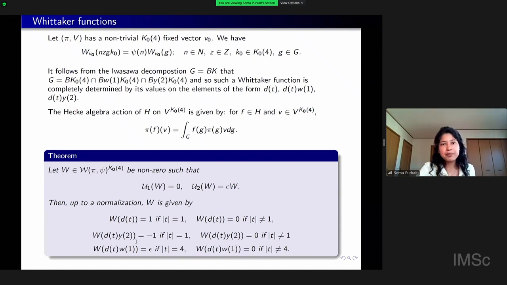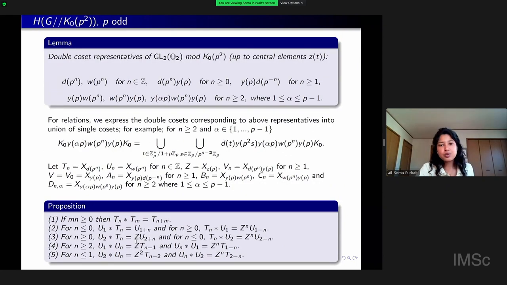We wanted to see what happens when we look at the full Hecke algebra of GL2(Qp) modulo K0(p squared), and we soon realized that things are not very simple, even when we are looking at just p squared. So we have these double coset representatives. If you remember, in the case of p equal to 2, we had this element of the type y2 w2 to the power n y2. In this case, we have not just one, we actually have p minus 1 elements of the type y_alpha p, wp to the power n yp. So when p is bigger, things are more complicated. For p equal to 2, things are nicer in some sense.